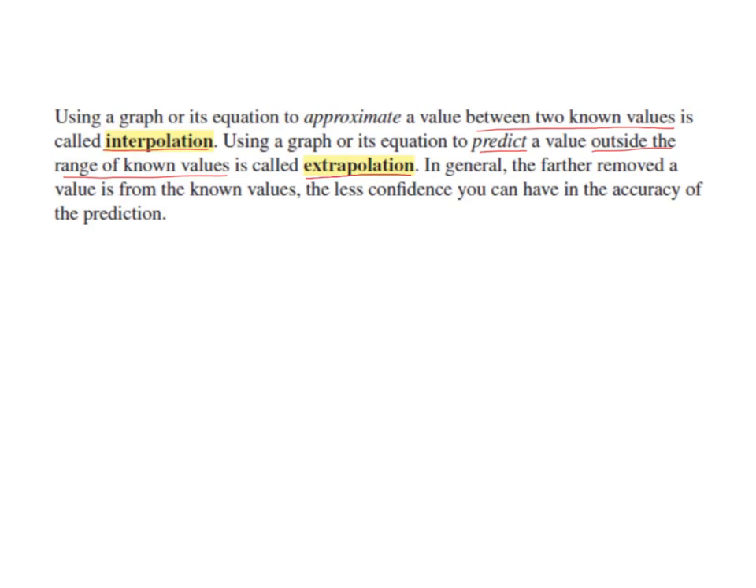Okay. In general, the farther removed a value is from the known values, the less confidence you can have in the accuracy. So if I tried to pick something between 2 points I already knew, I'm probably going to be more accurate than if I had to predict where it would be way further away. Okay? A thing that I remember is the interpolation is inside and extrapolation, right? It's extra, it's outside the given values.